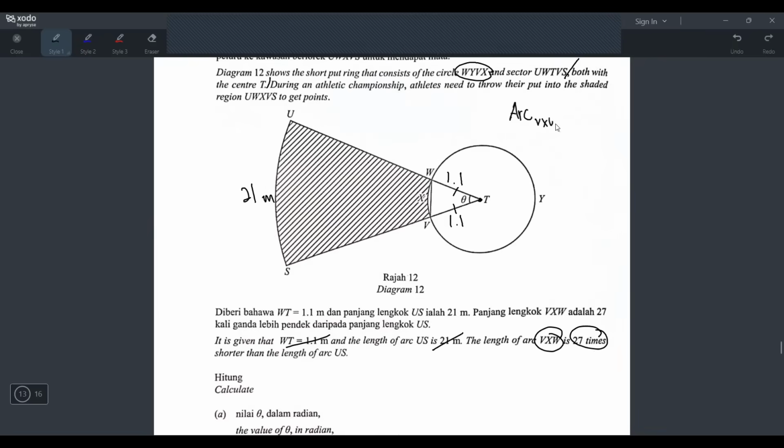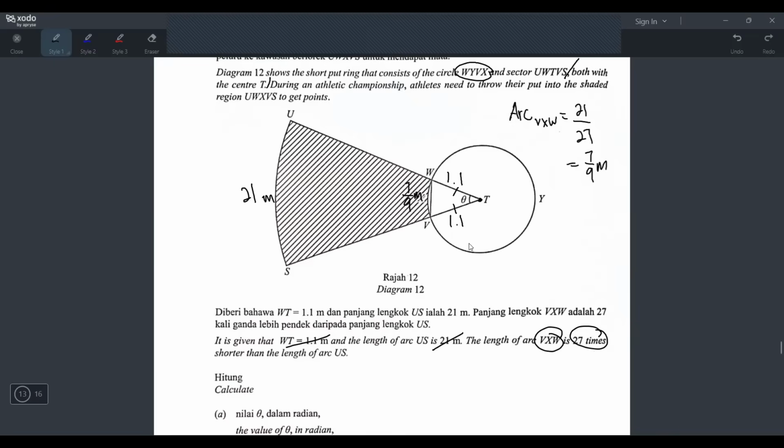VXW. So they say it's 27 times shorter than US, right? It means 21 meter divided by 27. So I'll straight away press. I get 0.77, or okay, let's write in fraction, 7/9. But it's in meter, because everything is in meter here, right? So the length of arc here is 7/9 meter. Even if the question never asked me to find, I find it also.